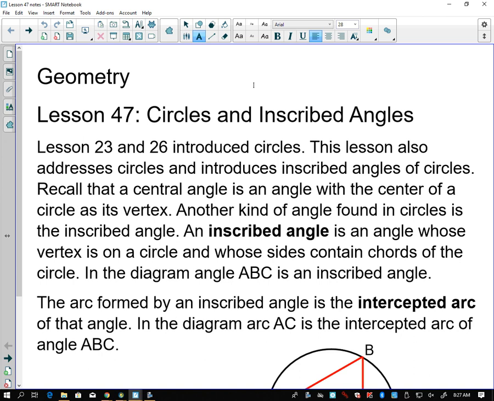All right, geometry, lesson 47. First one that we'll look at today, we're going to talk about circles and inscribed angles. Inscribed angles as opposed to central angles.